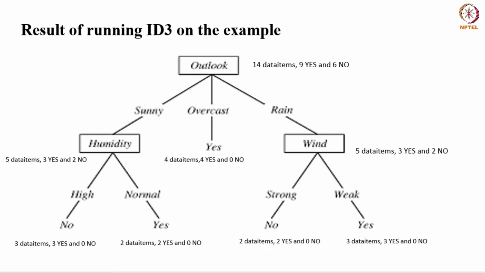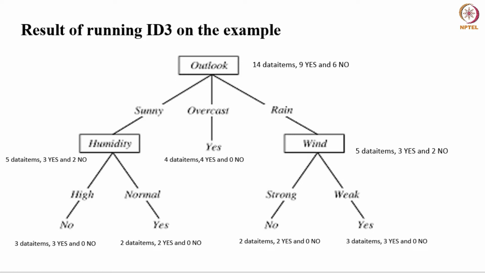So as you see, we had 14 data items to start with, 9 positives, 5 negatives. Obviously, the information gain test decided that outlook was the most relevant feature to use in the first place to discriminate among the instances. And recursively down the way, humidity was chosen. Eventually, wind was chosen.